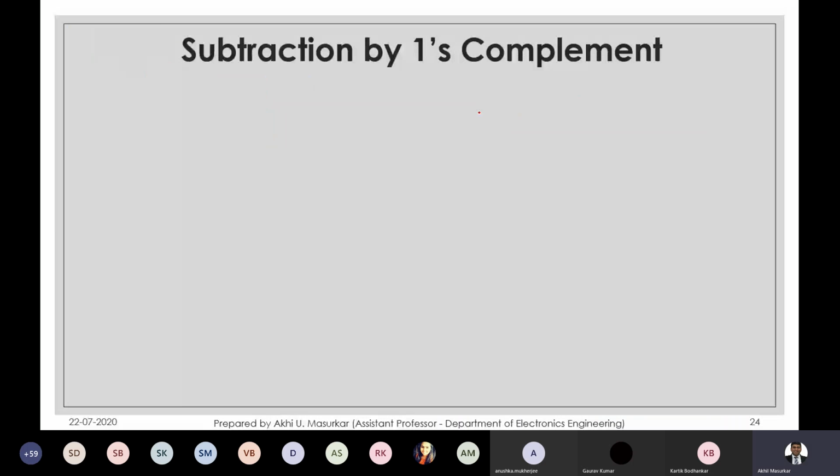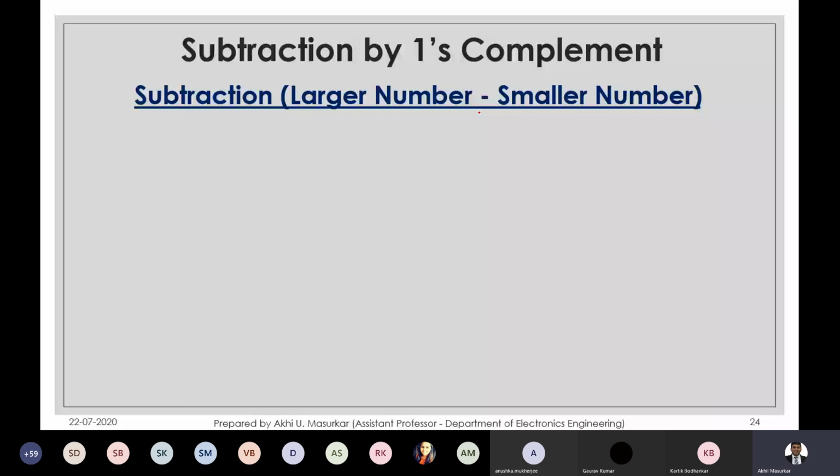Now we will see, we have seen addition. Now let's see subtraction by one's complement method. So I want you all to write down this. Subtraction always involves two numbers. One may be big, one may be small, or they both may be equal. In the case that they are equal, your subtraction result will always be 0. And if the numbers are big or small, your answer will be positive or negative.